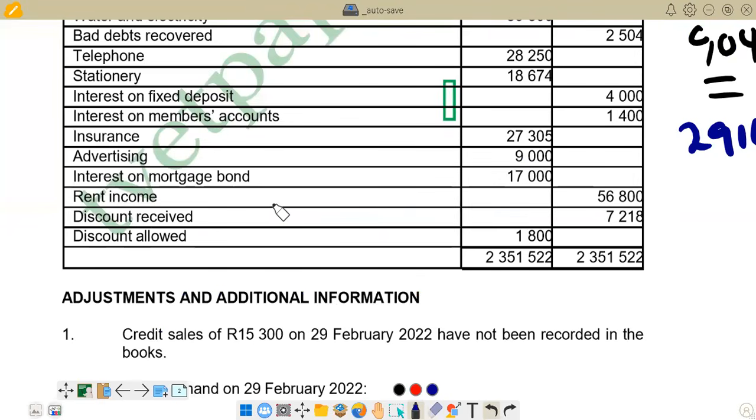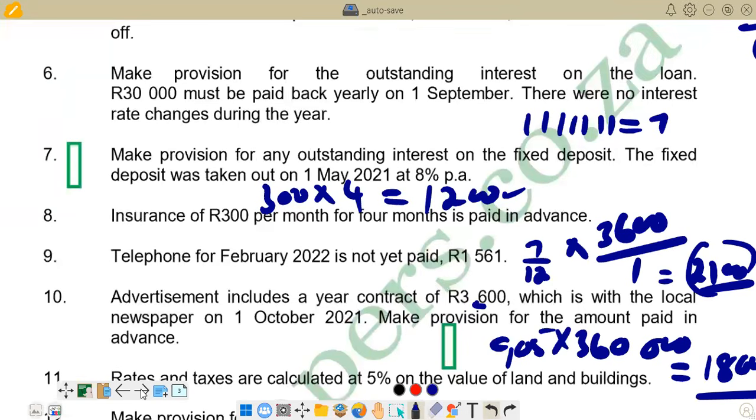Interest on mortgage loan. This one, it's an interest on loan. We adjust it again after operating profit. Rent income, we've adjusted it. Discount received, adjusted it. Now we've got discount allowed, 1,800. So this one again does not have any adjustment. So we're just going to put that one, discount allowed, 1,800.